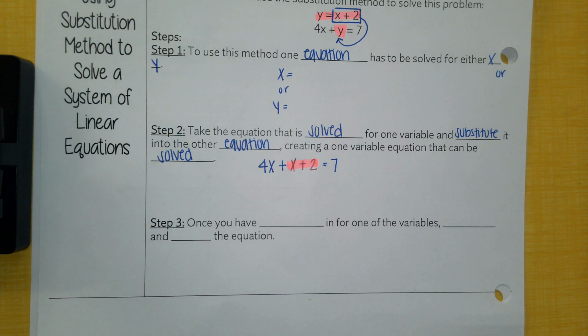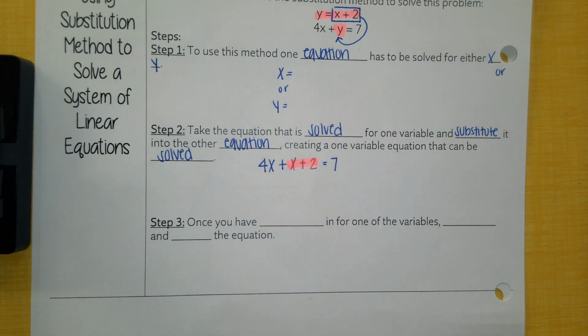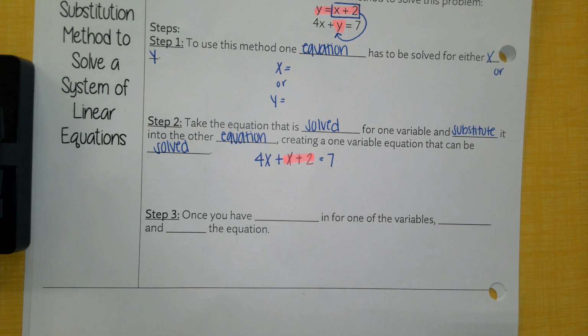So again, all I did was just replace the y in the second equation with x plus 2. Now what I'm going to do is simplify this and get rid of any parentheses, combine like terms, whatever I can do to simplify it a little bit more. So what can I combine in my equation right now?